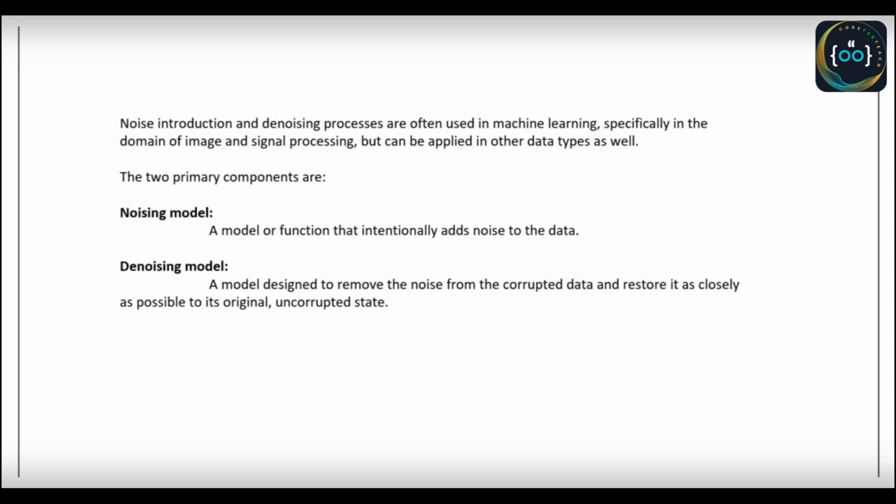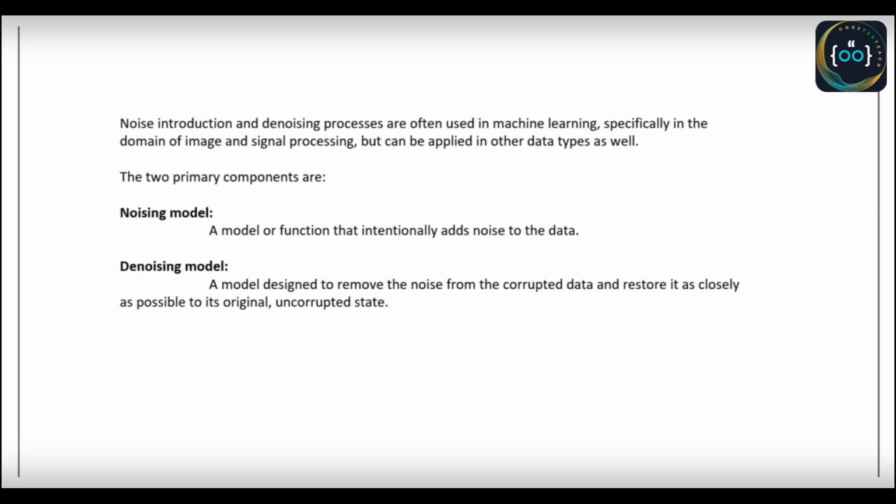Noising is a model or function that intentionally adds noise to the data. It can be used to simulate real-world scenarios where data may be corrupted by various sources of noise. For example, a noising model could add Gaussian noise to an image, simulating the effect of a poor quality camera sensor. This is commonly used in training to create robust models by augmenting the training dataset.